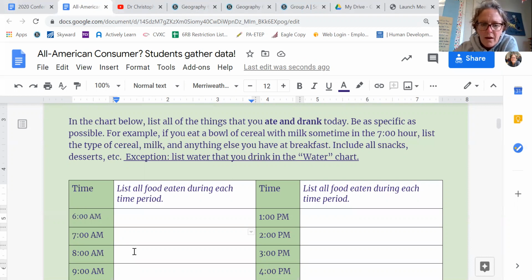You can either write this down separately and then come back and fill it in at the end of the day, or I would keep this tab open and make sure that you write in what you eat and drink as you go. And be honest, this is really for you to see what kind of consumer you are on one day.